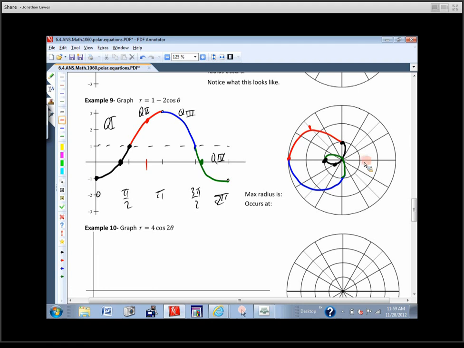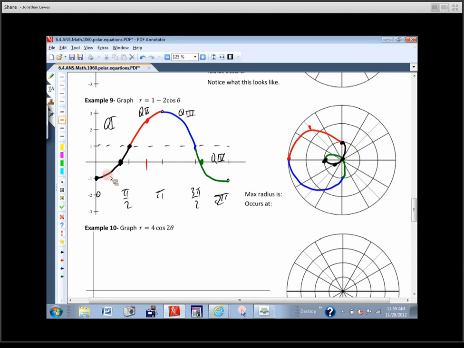So we point over here, but because it's negative, we actually graph it over here. At about, well, let's see. That's the pole right there. So at about 60 degrees, we hit 0. And then by the time we get to 90 degrees, or pi halves, we end up with 1.